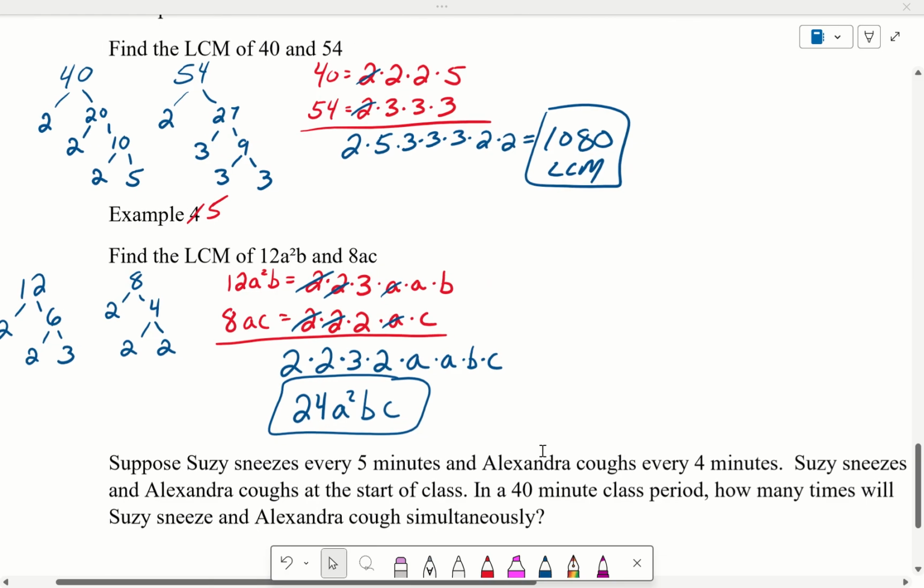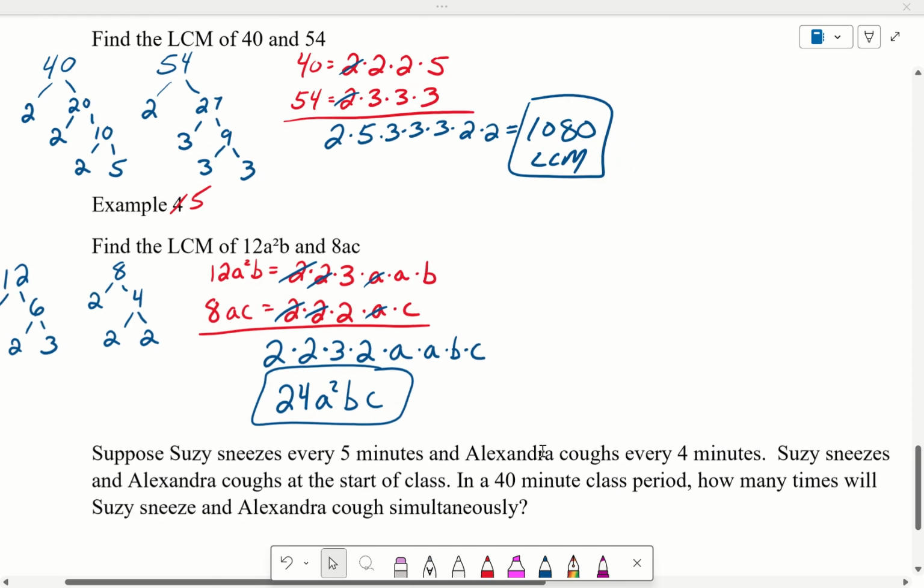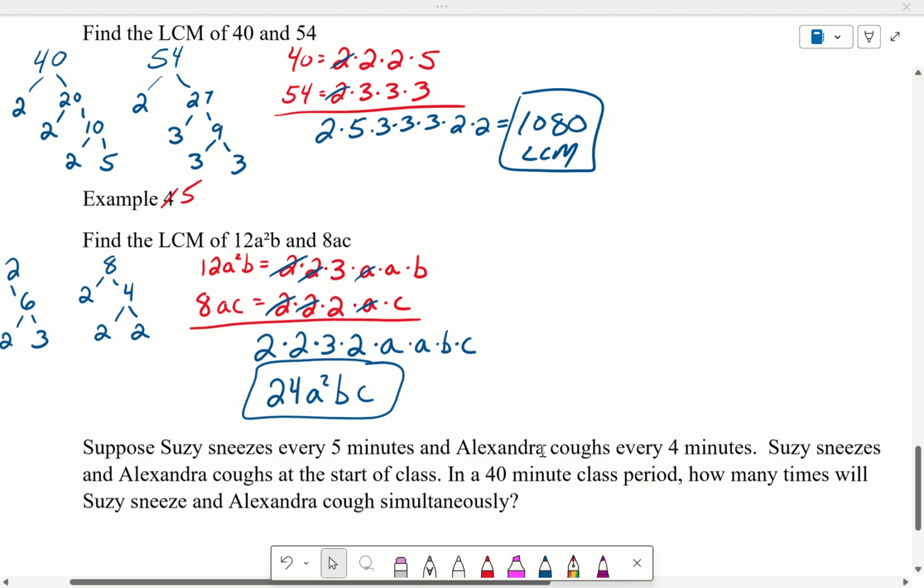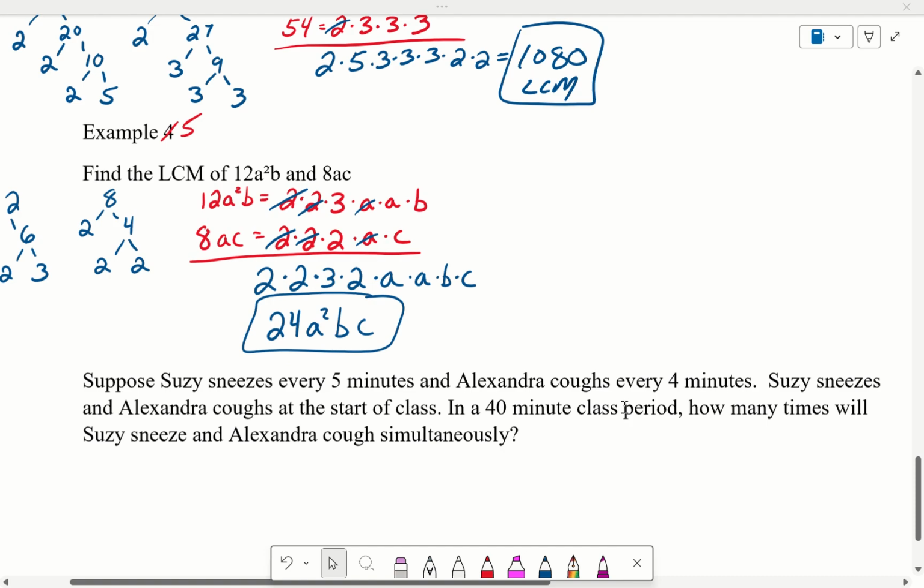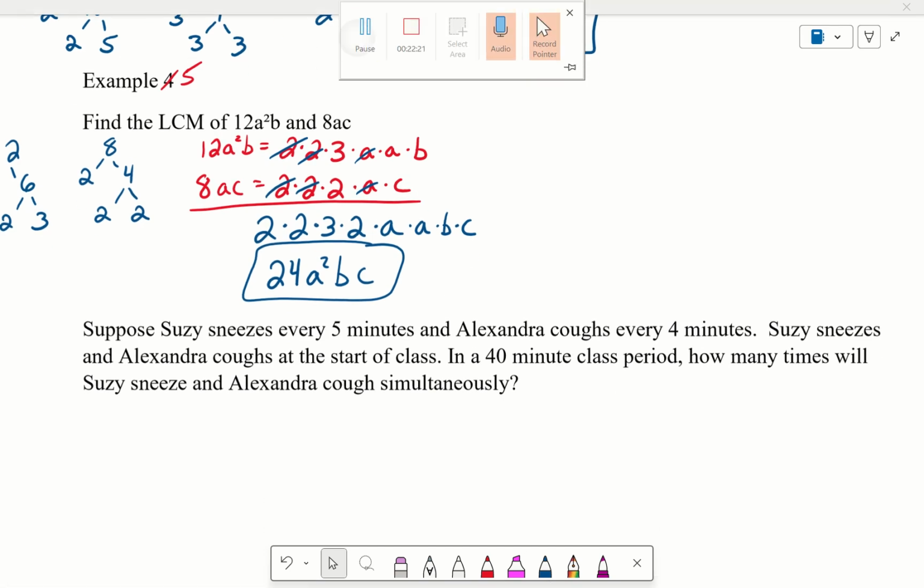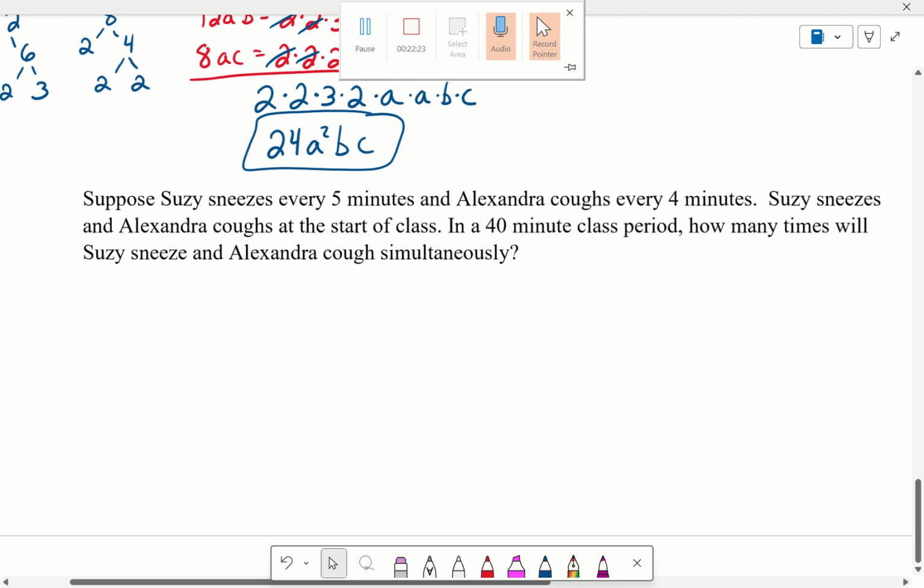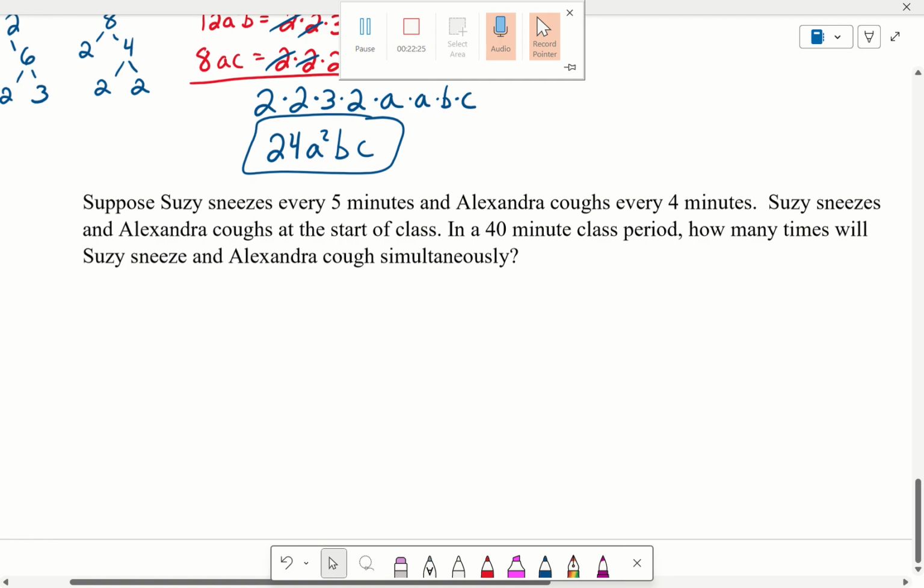Susie sneezing. Susie sneezes every 5 minutes, and Alexandra coughs every 4 minutes. Susie sneezes, and Alexandra coughs at the start of class. In a 40-minute class period, how many times will Susie sneeze and Alexandra cough simultaneously? See if you can do this one. So let's think about the LCM of 5 and 4. 5 times 4, it's 20.